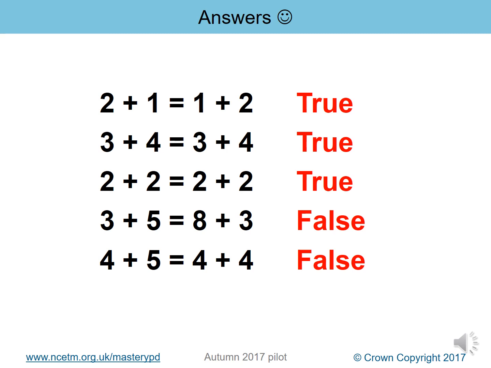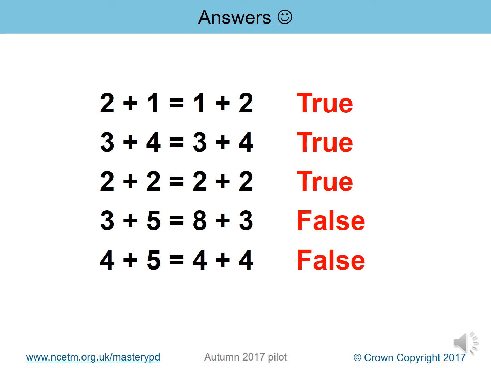The next one is false. I wonder if you knew why the next one was false. 3 add 5 is 8. And 8 add 3 is 11. So 8 does not equal 11 because they are completely different numbers. They've got to be the same number to equal each other.